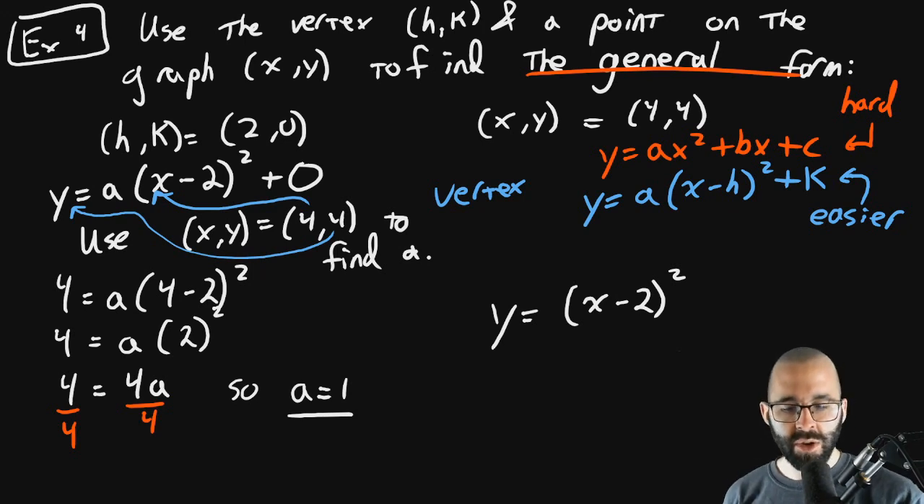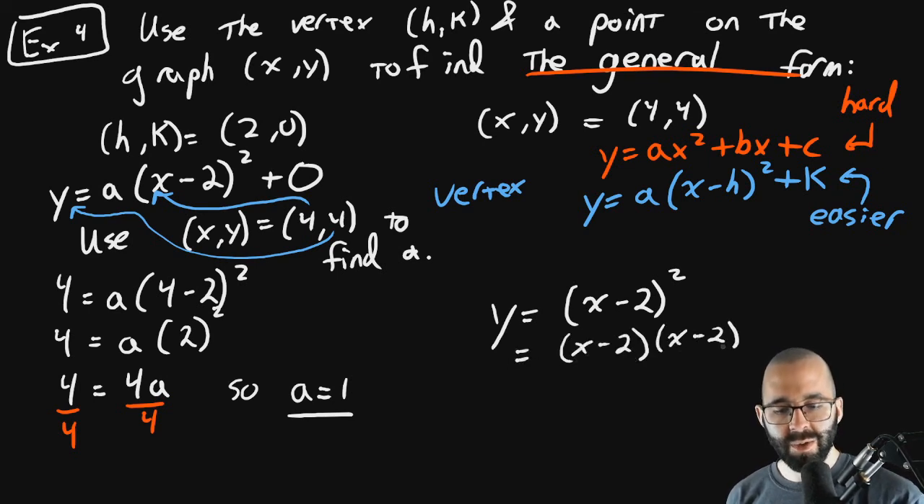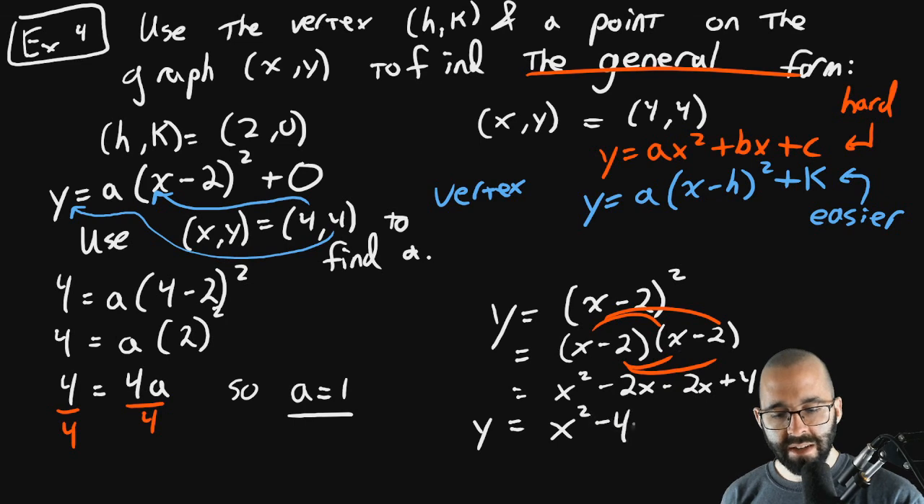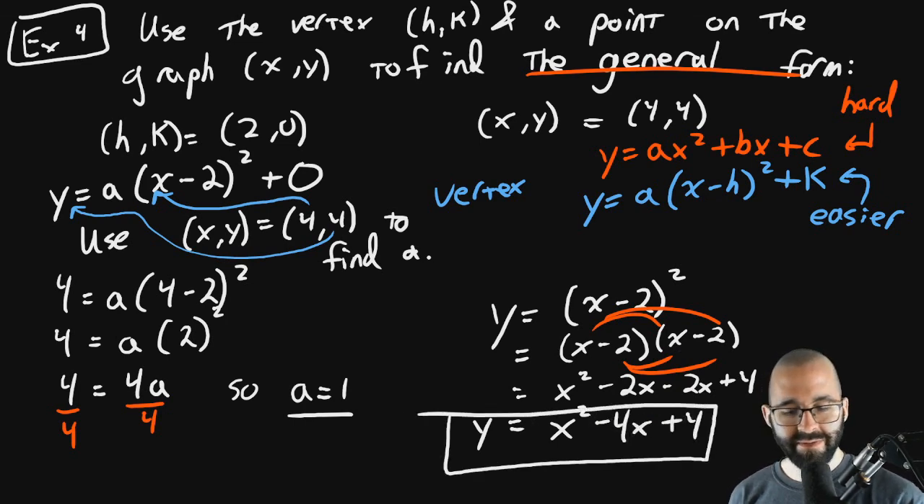So to put it in general form, you just have to FOIL it out. Expand this out. So x minus 2 squared means x minus 2 times itself. That's what squaring something means. And then we FOIL. First, outer, inner, last. There's also a shortcut for this one. Either way, you should get x squared minus 2x minus another 2x plus 4, or x squared minus 4x plus 4. That is what this is in general form.